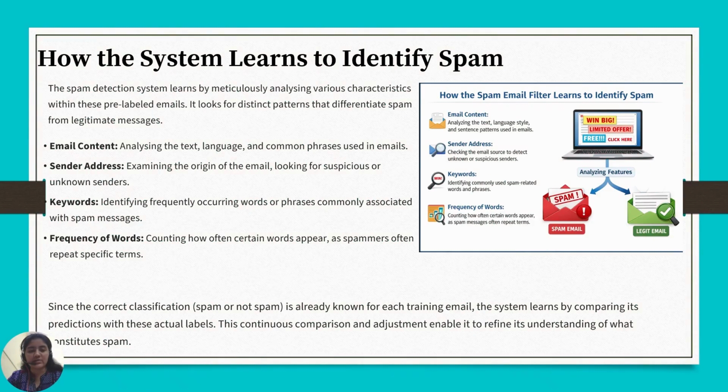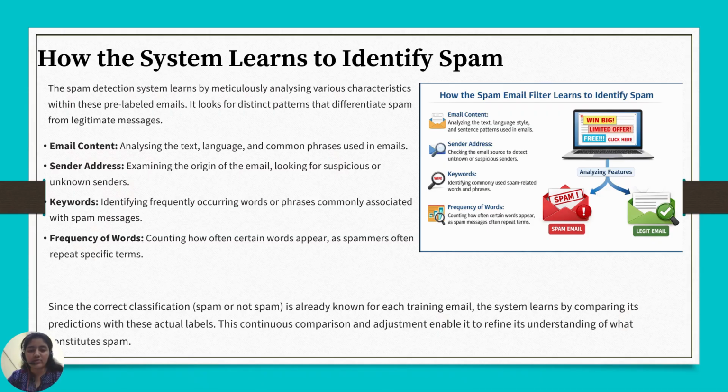Next, it examines the sender address. Emails coming from unknown or suspicious email IDs are more likely to be spam, whereas emails from trusted domains are usually genuine. Then the system looks for keywords. Certain words and phrases are commonly used in spam emails, such as free, click here, winner, or cash prize.